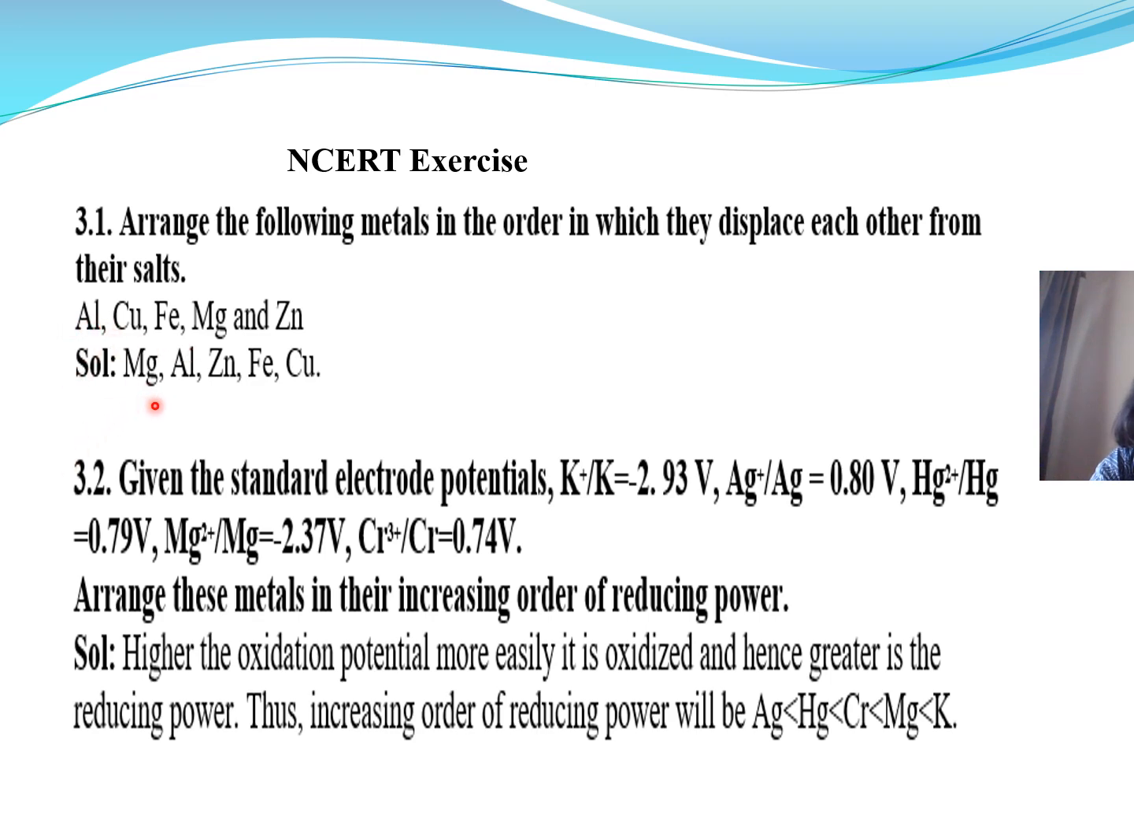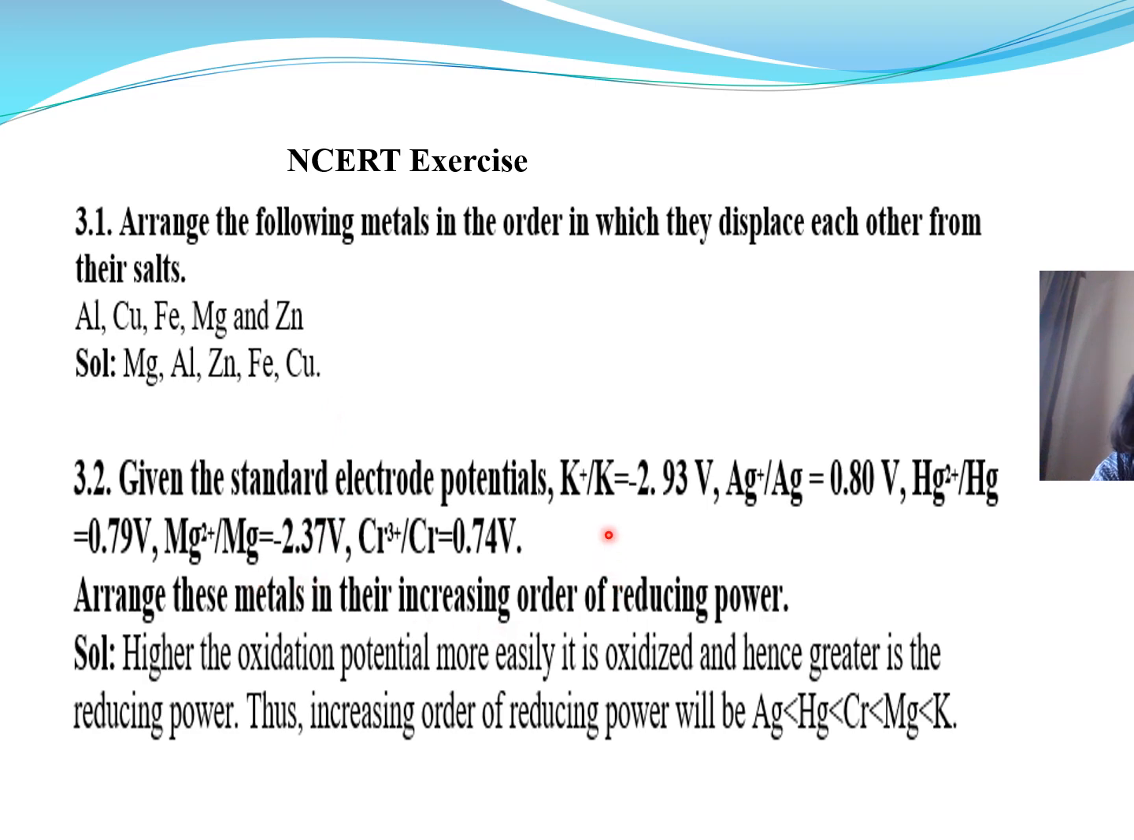So based on that, the arrangement will be magnesium, then aluminium, zinc, iron and copper. So we will have to check their oxidation potential. The one which has the higher oxidation potential will undergo more oxidation. The reactivity towards oxidation will be more. So magnesium, then aluminium, zinc, iron and copper.